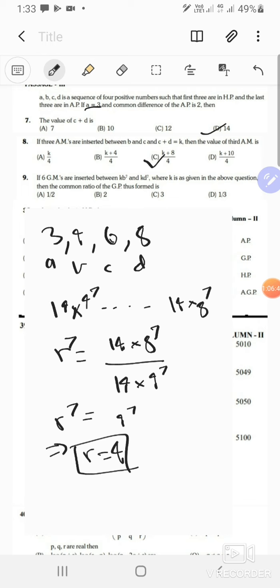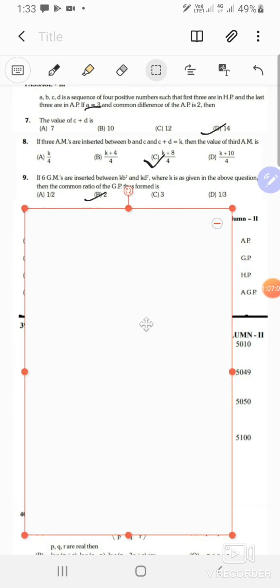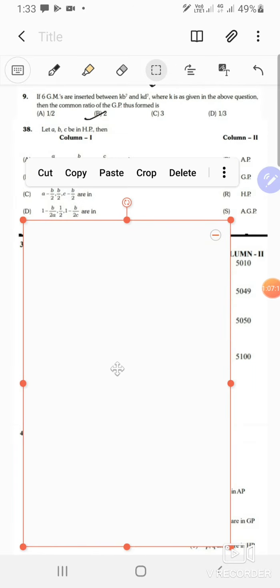Wait, what? Sorry, this is not 4. Why am I doing this? This is supposed to be 2. Yeah, so the ratio is 2, or it can be 1 by 2, but no, that can't be, because we are given this in an order, so that has to be like that.